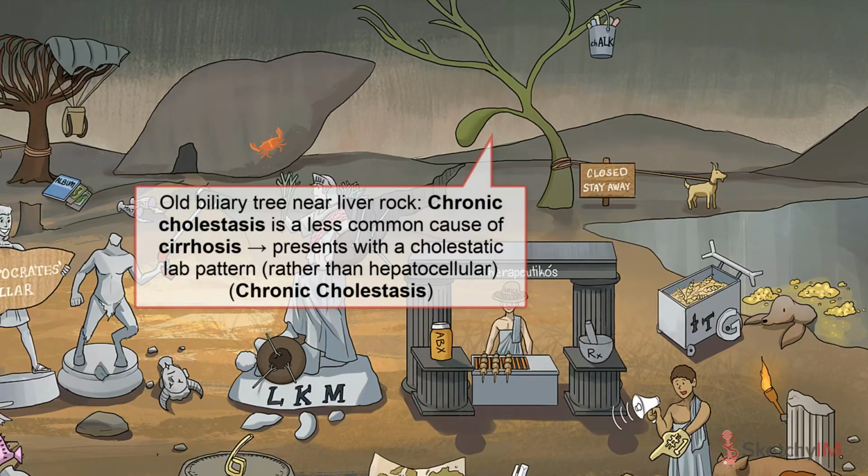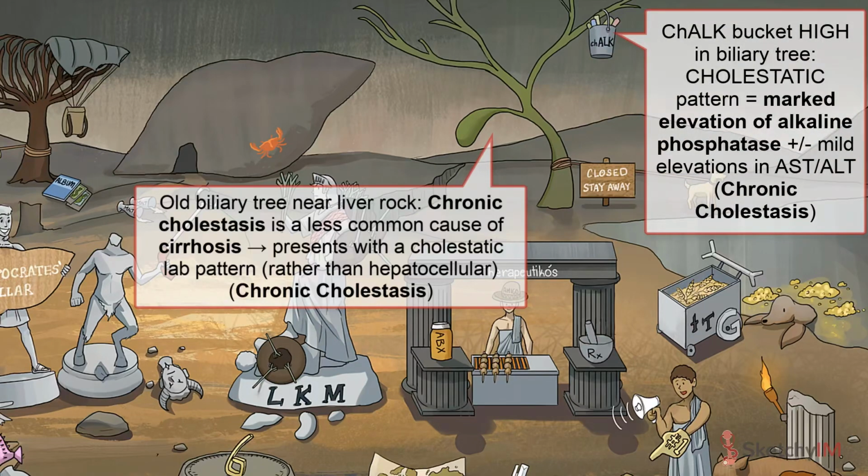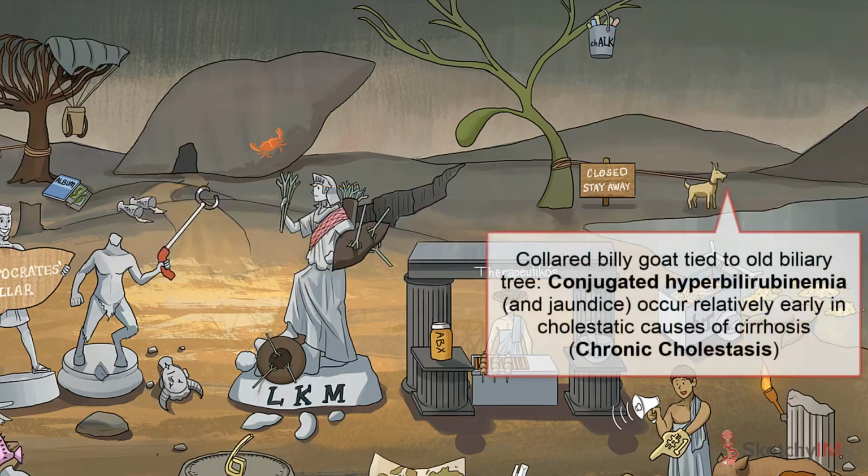Patients with cirrhosis secondary to cholestasis typically present with a cholestatic lab pattern rather than a hepatocellular one. Recall that the cholestatic pattern is characterized by marked elevations in alkaline phosphatase. AST and ALT may be normal or mildly elevated. In addition, conjugated hyperbilirubinemia occurs relatively early. In a patient with cirrhosis and a cholestatic lab pattern, workup includes testing for the two main causes of chronic cholestasis.